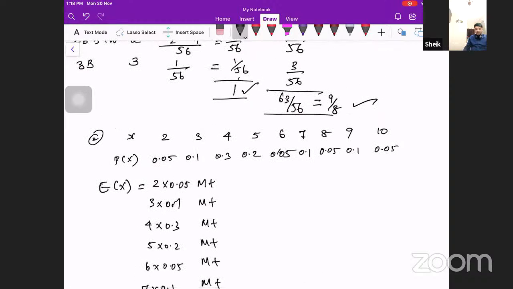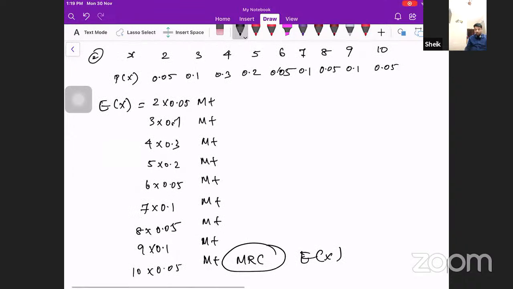See, in the question paper, this table will be given to you. What will you do, sir? I'll take the calculator, sir, and keep on doing 2 into 0.05, plus 3 into 0.1, plus 4 into 0.3, and so on. Then finally, whatever sum I'm getting, that is my answer. I hope you have done it. Take the calculator and find the expected value of X. Okay, so that's all with the probability.